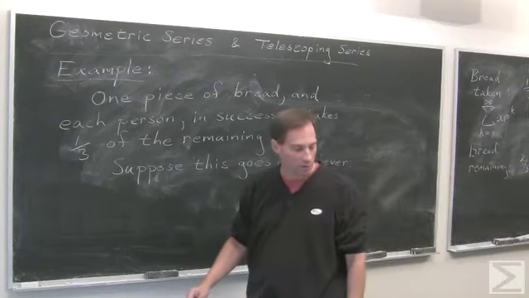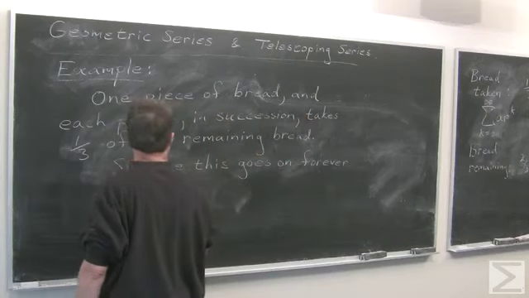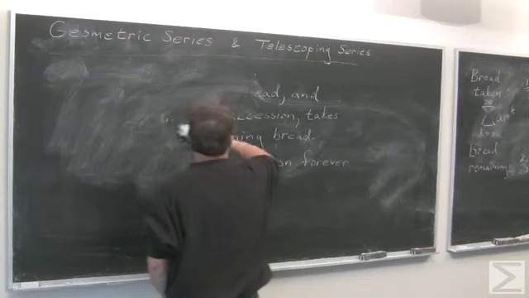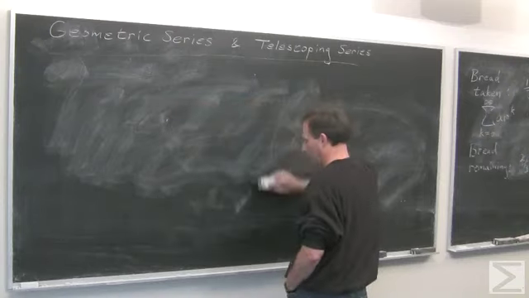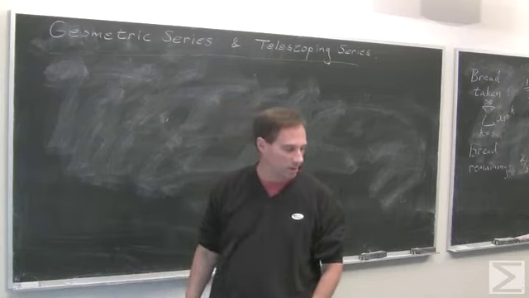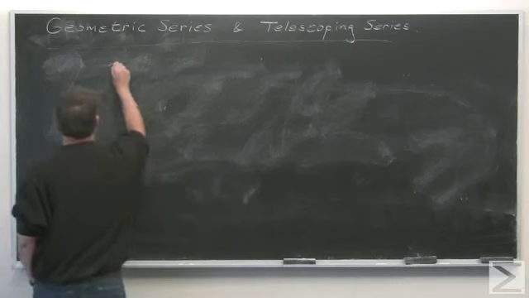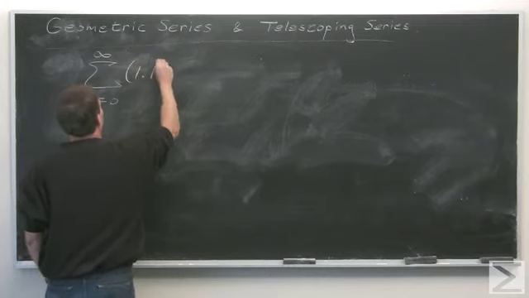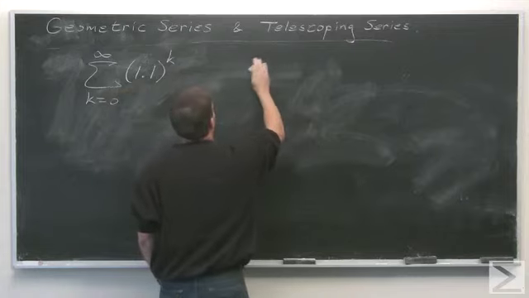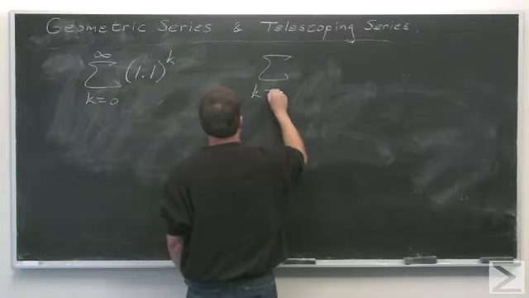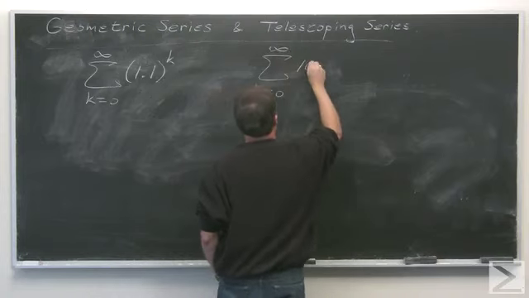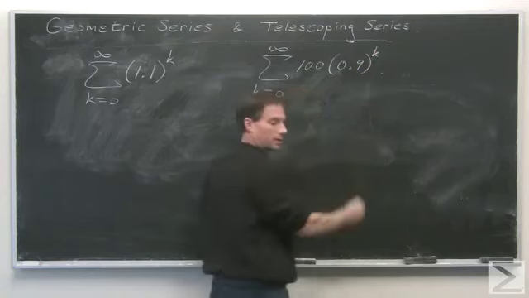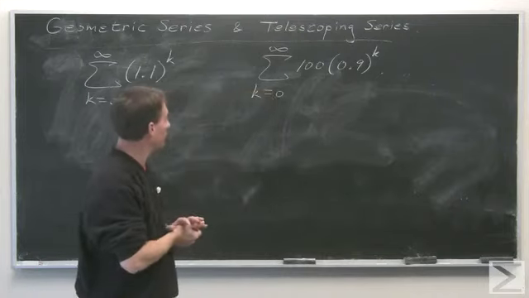I want to look at a few more things about geometric series. I'm skipping real world problems. Let's look at the sum as k goes from 0 to infinity of 1.1 to the k, and compare, or contrast it, with the sum as k goes from 0 to infinity of 100 times 0.9 to the k. I think those are the ones that I want.